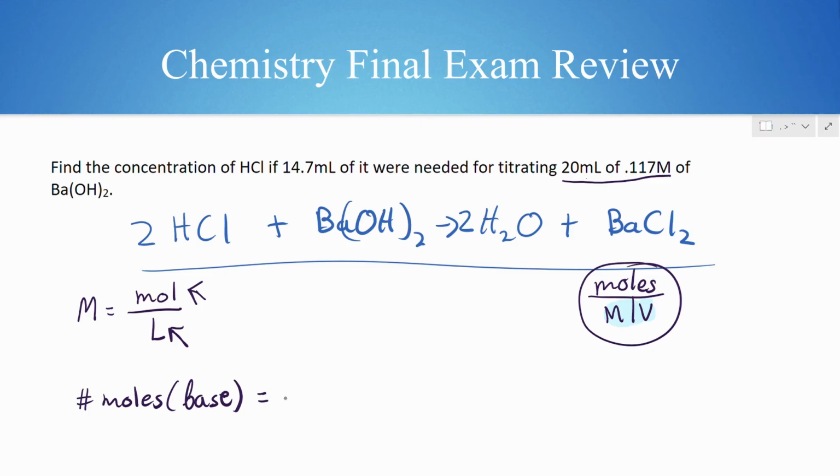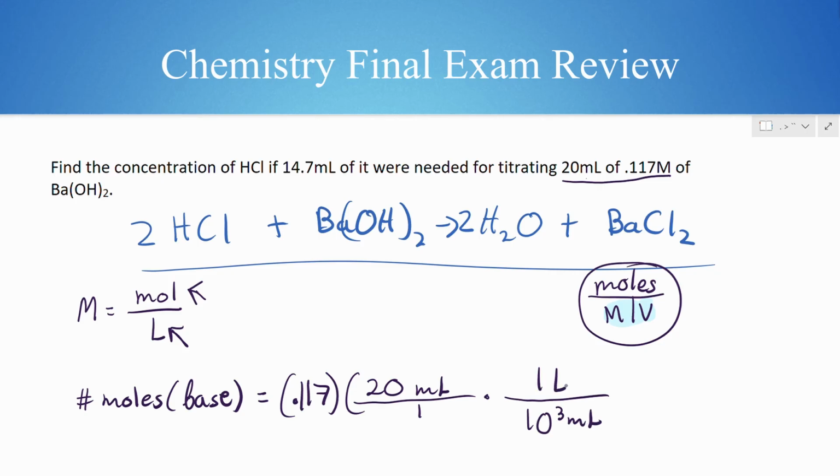So we have this, times the volume. But because the molarity equation only deals with liters, we need to convert 20 milliliters to liters first. So we'll do this equation, mL, put it over 1, and then do the conversion, which is 10 to the 3 mL to every 1 liter. So mL cancels out. Right, and now we have this equation that we can solve to get the number of moles of base. We get 2.34 times 10 to the negative 3 moles of base.